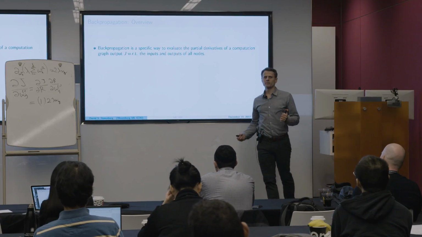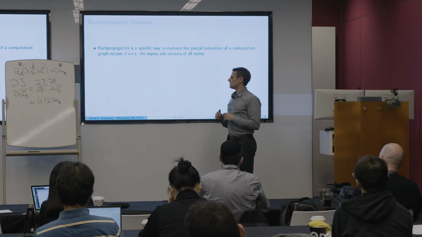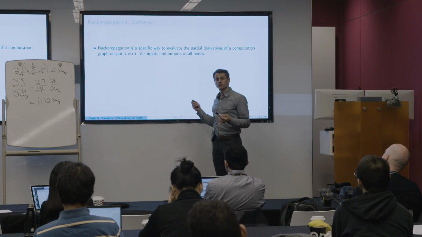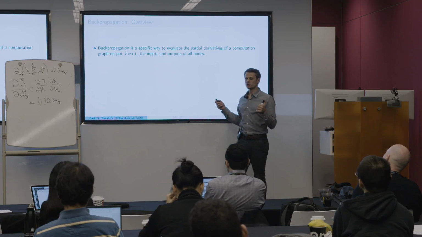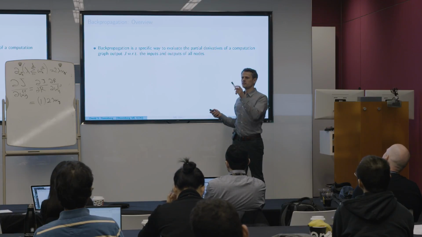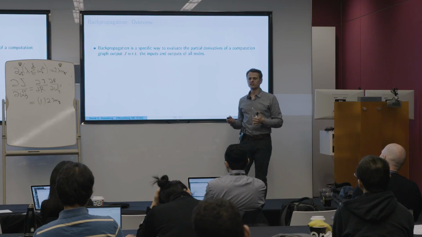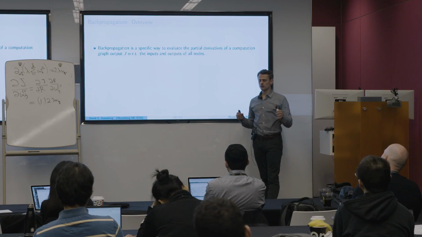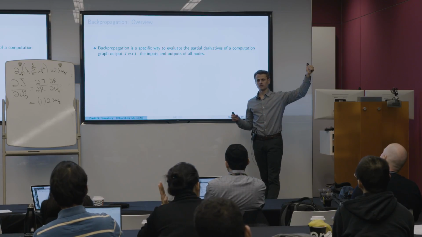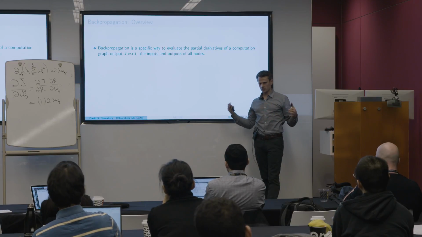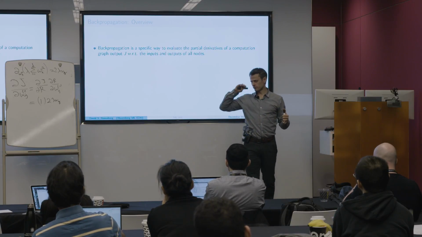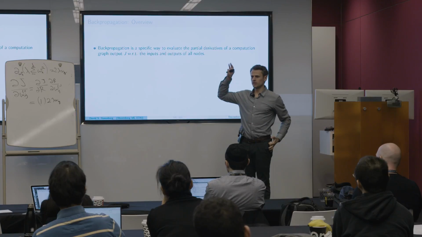So as we said, think about it as a specific way to evaluate the partial derivative of J, the final output of the network, with respect to the output and the input of every node in the graph. You really only need the partial derivative with respect to the parameters that you're going to do gradient descent on. But the algorithm will eventually give you the partials with respect to inputs and outputs of every node.